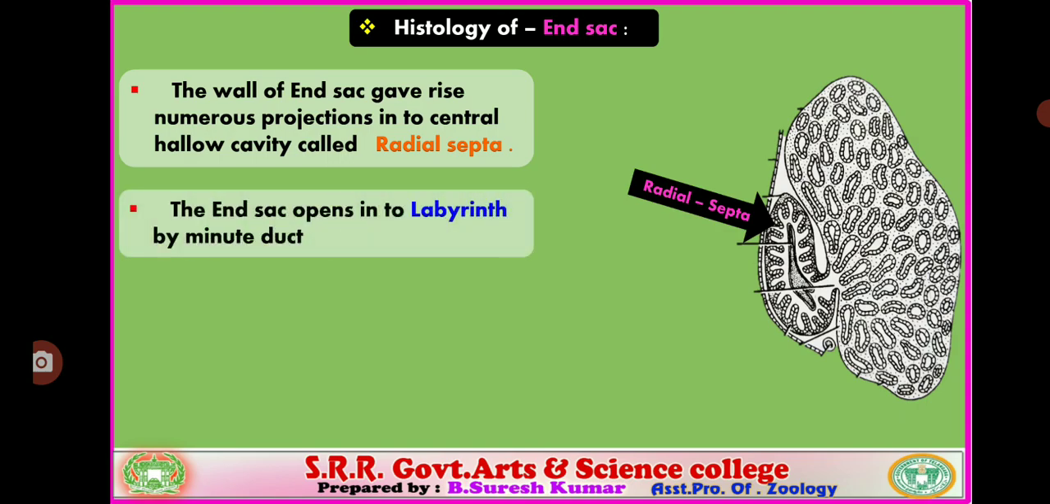The end sac opens into the labyrinth by a minute duct. Okay, so the same end sac structure opens into the labyrinth, the glandular plexus, that is the peripheral part of the renal gland. Outside it remains. So the end sac opens into that labyrinth by a minute duct. Follow? Right.